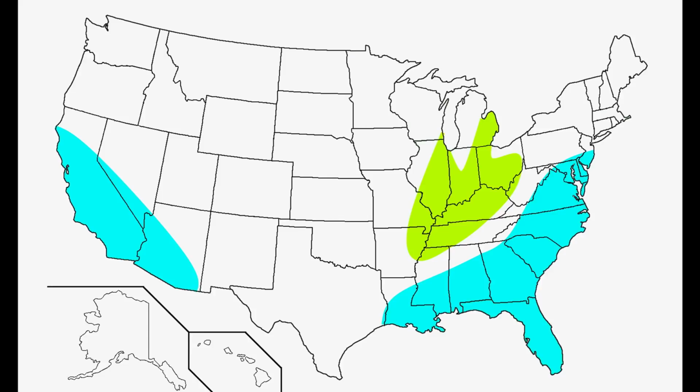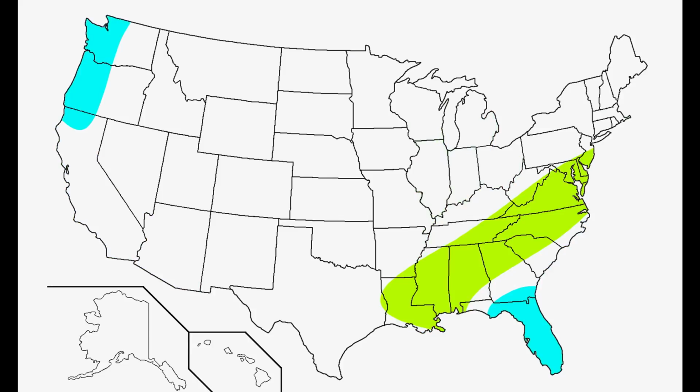Now let's break it down into the different months. For December, I expect it to be wetter than normal in Florida and the Pacific Northwest, but drier than normal in most of the rest of the Southeast.